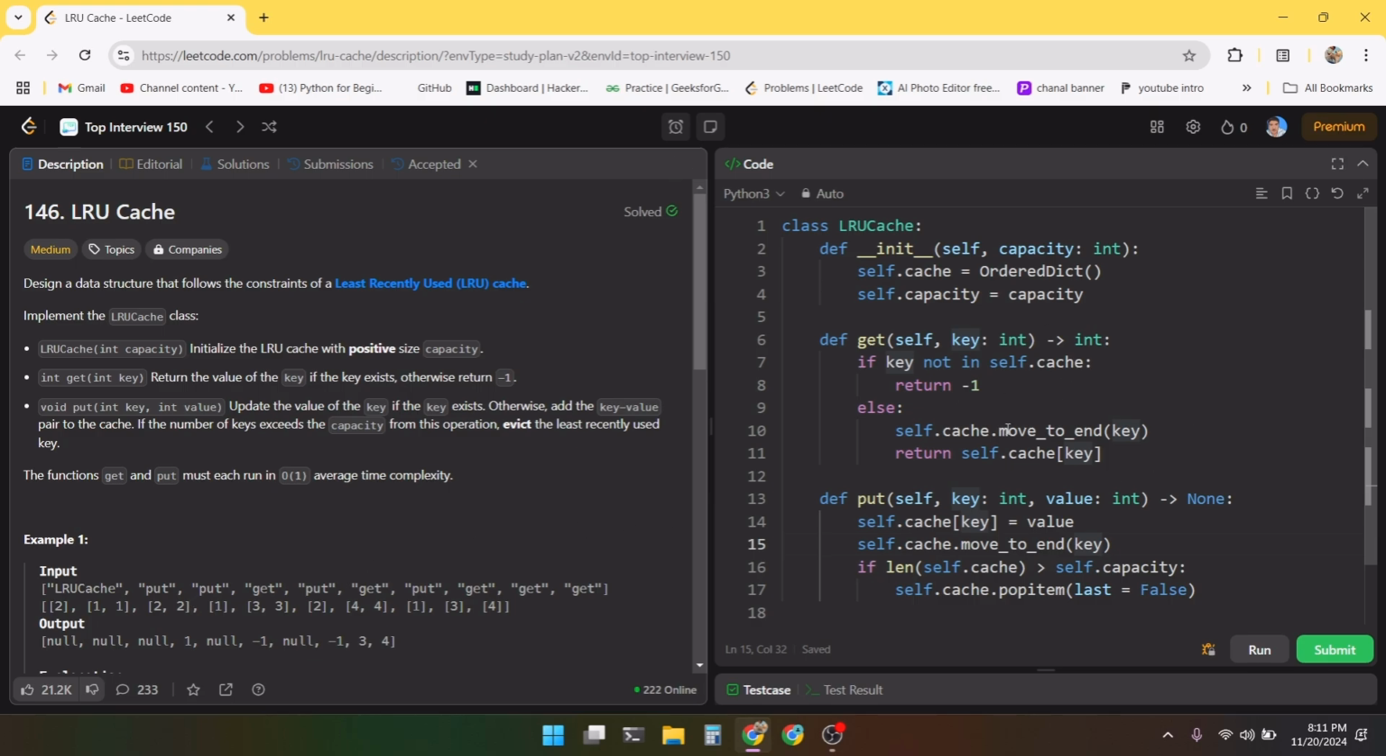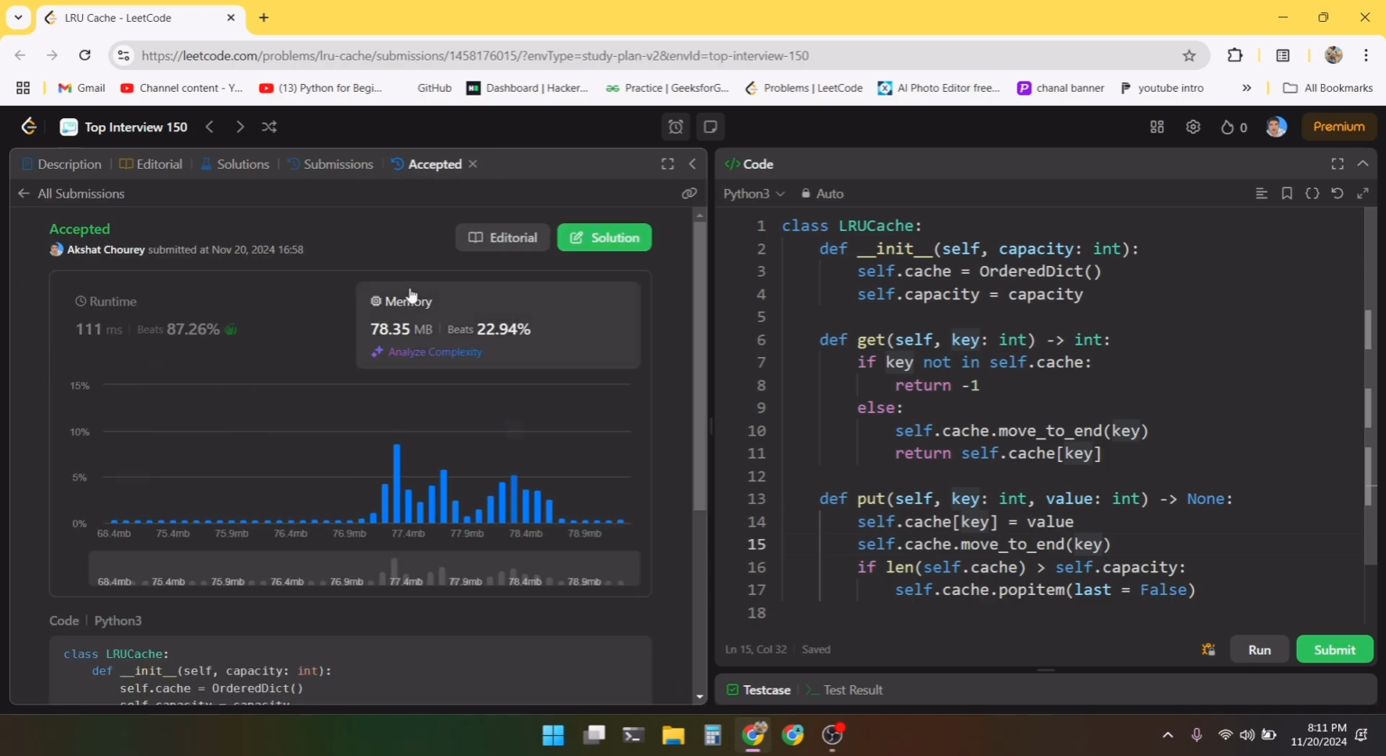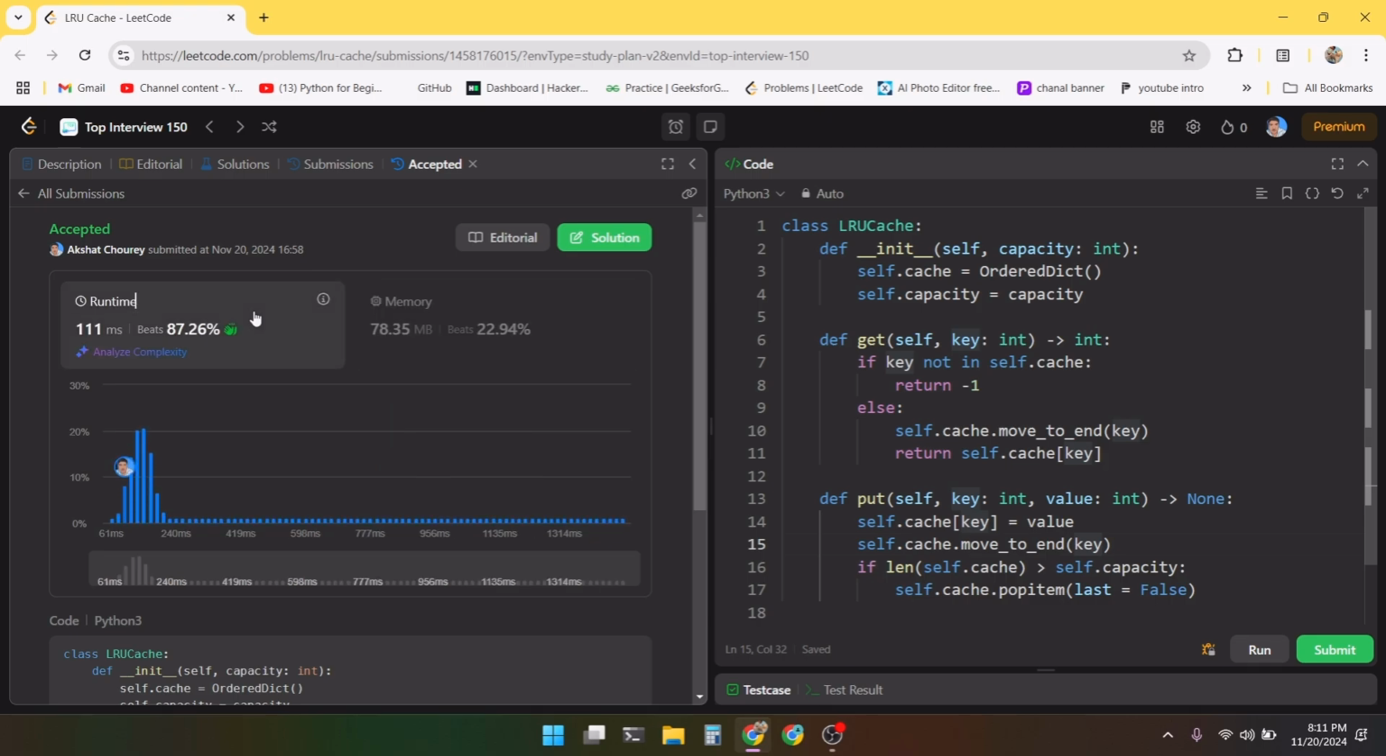So this is the code, and this is the space and time complexity which I got. Not that bad. Space complexity is still bad, but that's fine.